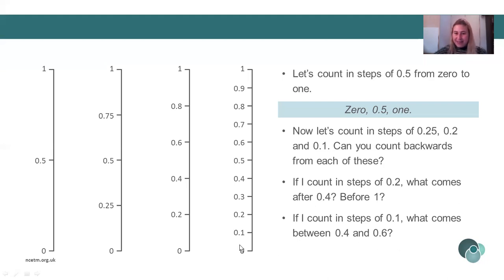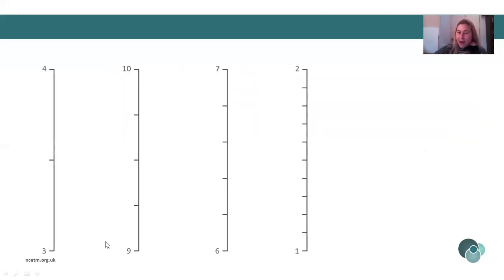Okay, so if I'm counting in steps of 1 tenth, and I go from 4/10 to 6/10, that's our even tenths. There's an odd tenth in between, it's 5/10. Okay, now I want you to look at these number lines and tell me what's different about these number lines.